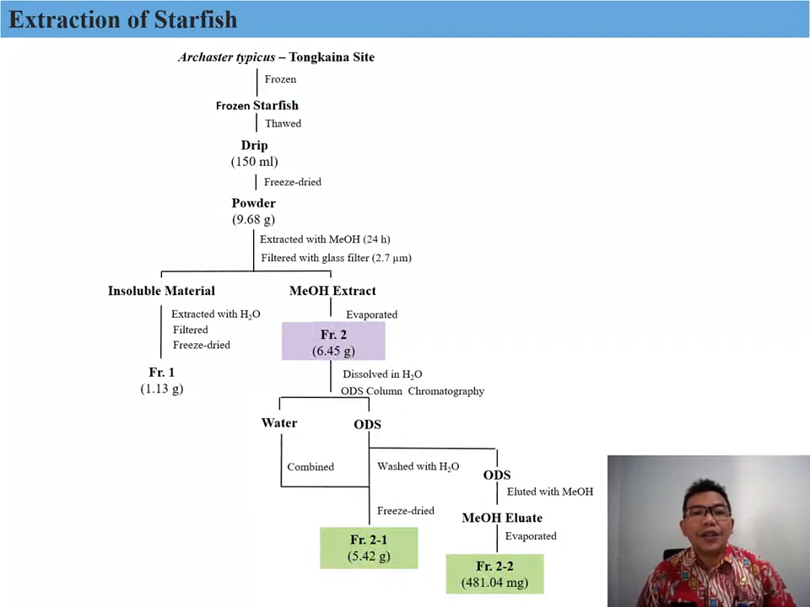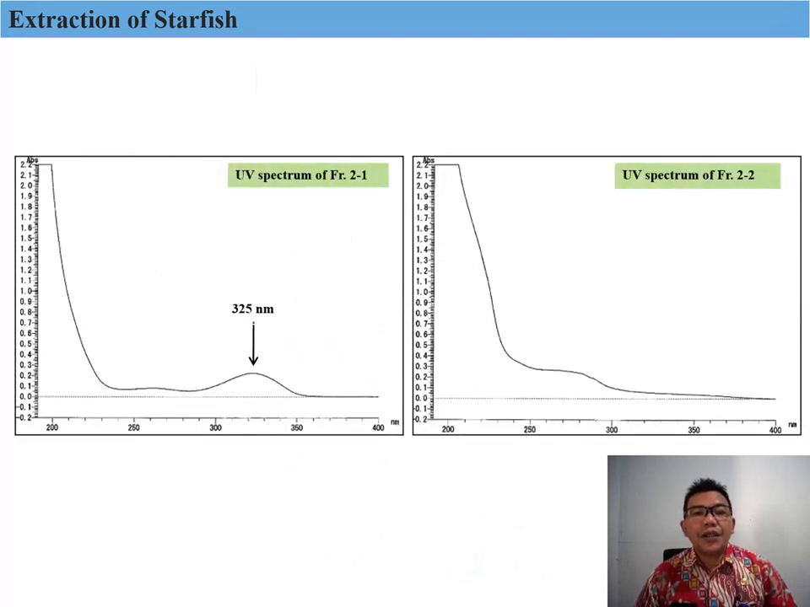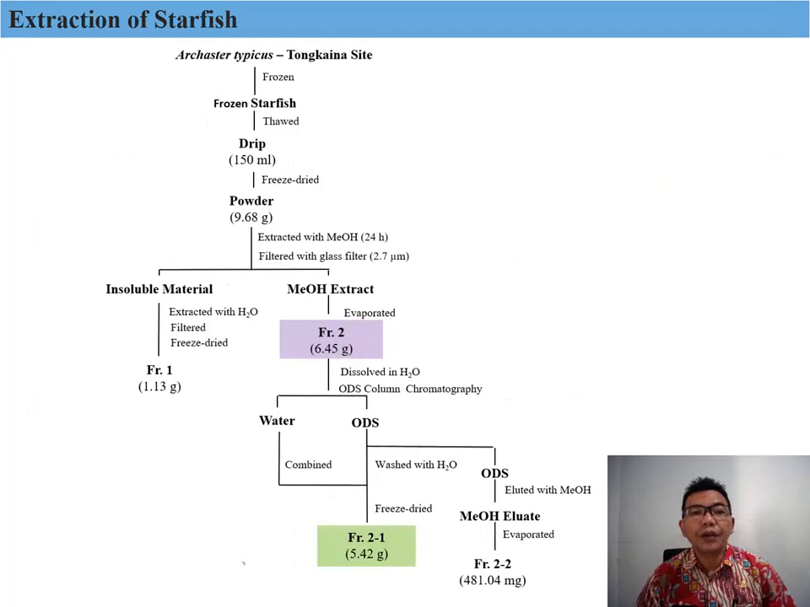The water solution of fraction 2 was passed through an ODS column and washed with water. The column was then eluted with methanol. The first water flow from the column and water washings were combined and freeze-dried to yield fraction 2-1, and the methanol eluate was evaporated to give fraction 2-2. Fraction 2-1 showed a UV maximum at 125 nanometers, but this absorption was not detected in the UV spectrum of fraction 2-2. Based on the UV spectral data, fraction 2-1 contained UV-absorbing substances, and therefore this fraction was used for the isolation of UV-absorbing compounds from this starfish.